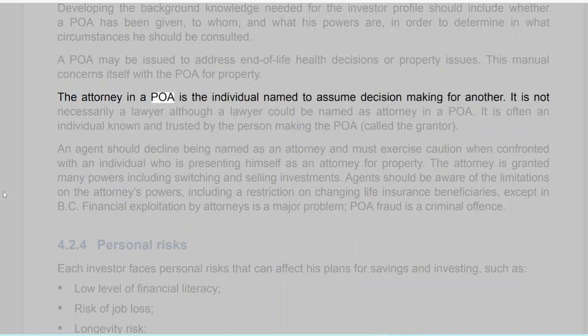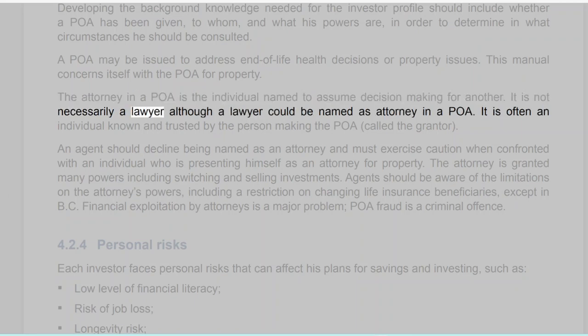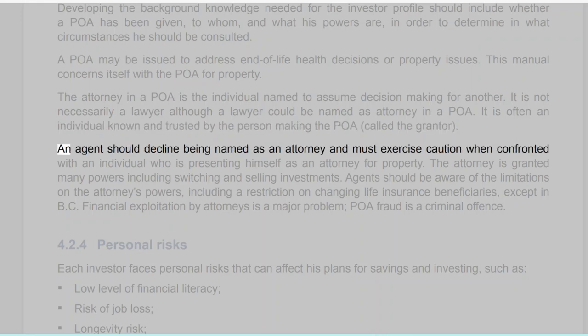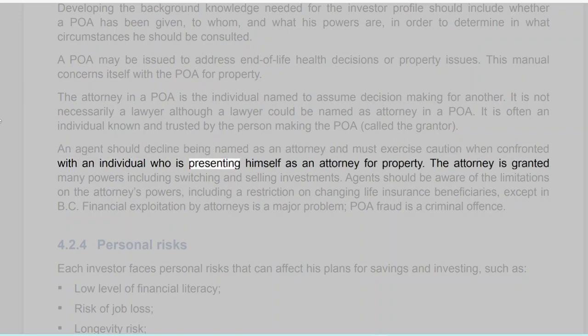The attorney in a POA is the individual named to assume decision-making for another. It is not necessarily a lawyer, although a lawyer could be named as attorney in a POA. It is often an individual known and trusted by the person making the POA, called the grantor. An agent should decline being named as an attorney and must exercise caution when confronted with an individual who is presenting himself as an attorney for property.